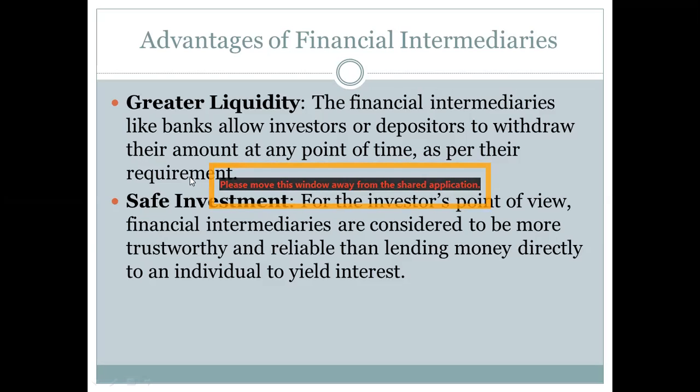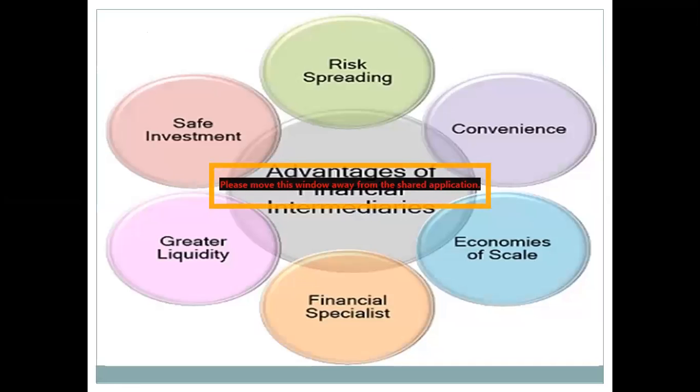Safe investment. From the investor's point of view, financial intermediaries are considered to be more trustworthy and reliable than lending money directly to an individual to yield interest. So this is a summary of the advantages of financial intermediaries: risk spreading, convenience, economies of scale, financial specialization, greater liquidity, and safe investment.